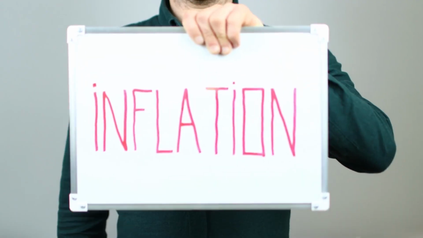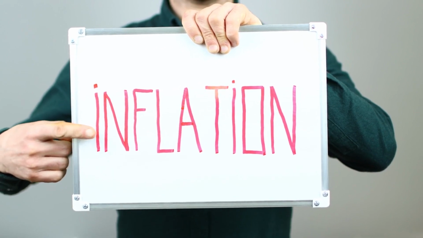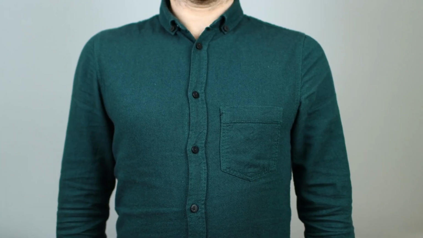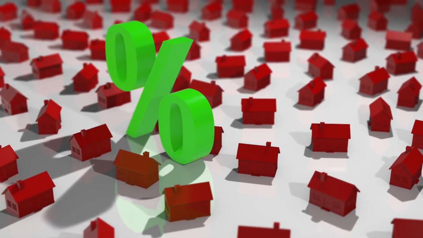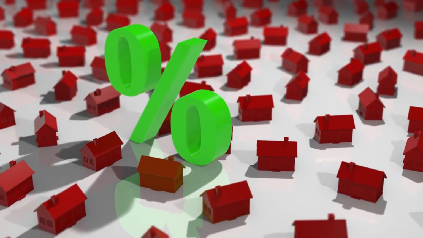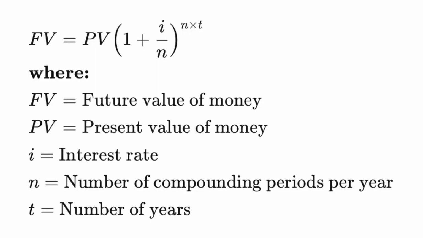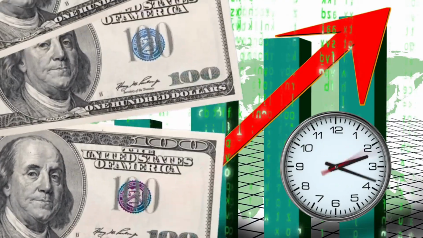Secondly, inflation has a negative impact on the time value of money because your purchasing power decreases as prices rise. Thirdly, there is always a cost for the money. When you borrow money from the bank, you have to pay interest. There is a formula that best describes the time value of money. FV is the future value, PV is the present value. I is the interest rate, N is the number of compounding periods per year, and T is the number of years.